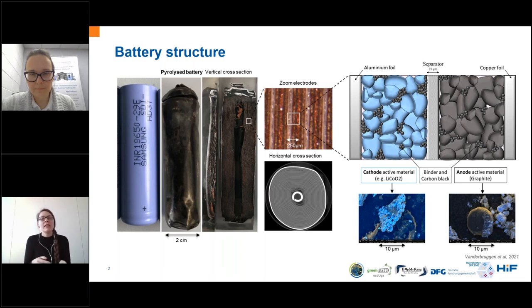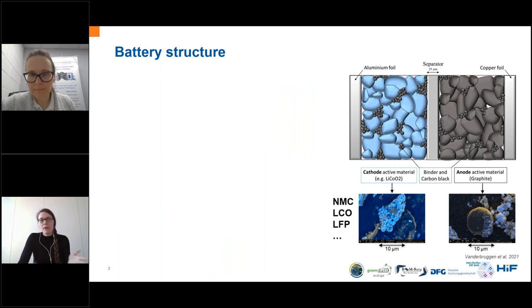We have a cathode active material and an anode. They are separated, also covered with an aluminium foil and a copper foil. In the case of the anode material, usually we use graphite. But for the cathode material, there are different compositions possible. For example, we have NMC, which would be nickel manganese cobalt oxide, but also LCO, lithium cobalt oxide, or a rather new material, let's say, is LFP, lithium iron phosphate. But there are many other composites possible.